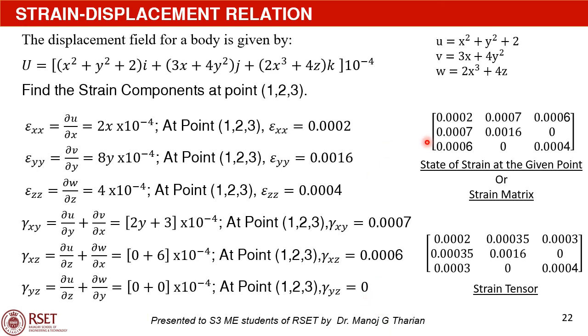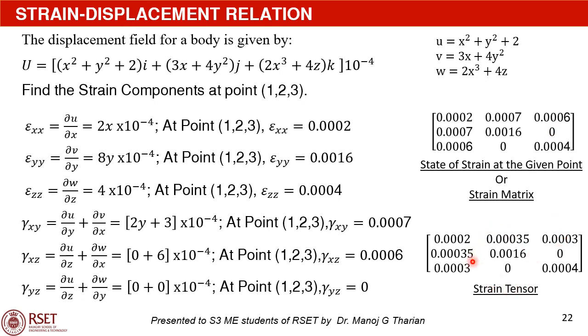Thus, the state of strain or strain matrix at the given point is written as this matrix, and the strain tensor can be obtained by replacing this gamma xy by half gamma xy, this gamma xz by half gamma xz, and the gamma yz by this half gamma yz.